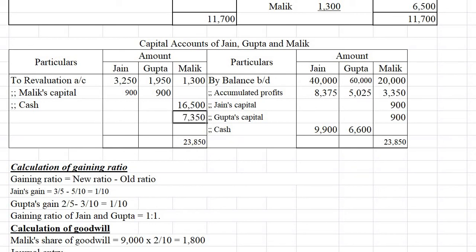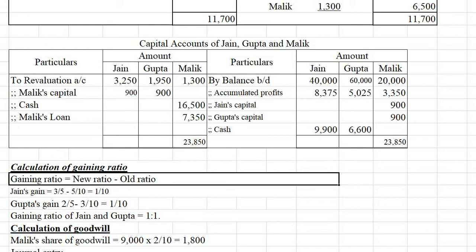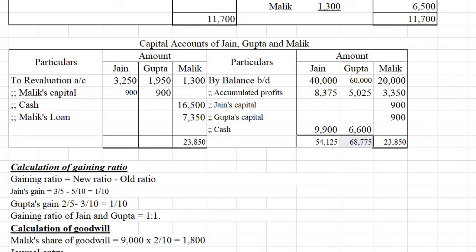Balance 7,350. And that will be transferred to his loan account. That is what is given in the adjustment. So we can write to Malik's loan. Now we can balance the remaining partners' capital accounts. We can total their accounts. Credit side is more. That will be transferred to the debit side and we'll write the balance here. What is it called? Closing capital of Jain and Gupta. So to balance carry down. Capital account is clear. The adjustment of cash paid to Malik and that is brought in by Jain and Gupta is clear to all.